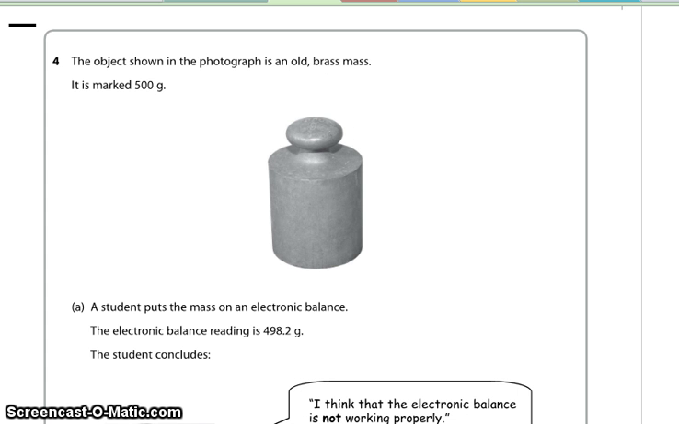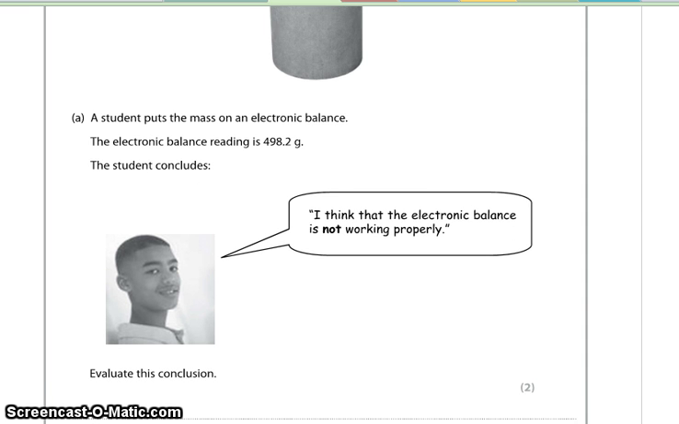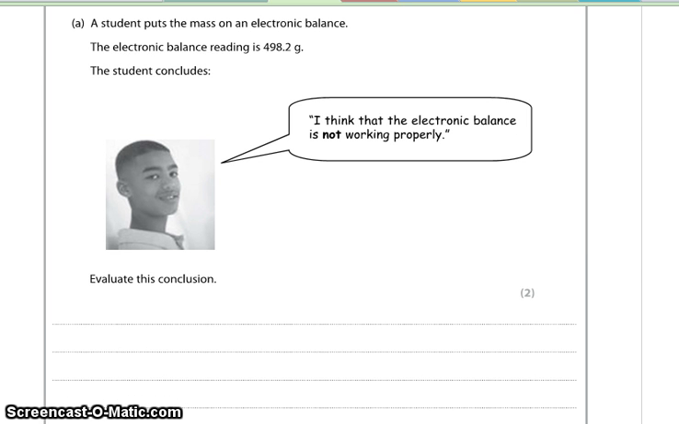So question 4, we're looking at a photograph of an old brass mass. It says it's 500 grams. A student puts it on an electronic balance, and it's not exactly 500 grams, it's 498.2. And the student concludes, I think the electronic balance is not working properly. Now you've got to evaluate that. Now you're evaluating the conclusion, so there's no mark for saying that the student's statement is correct or incorrect. We're looking for points that basically might give reasons for why they wouldn't be the same.